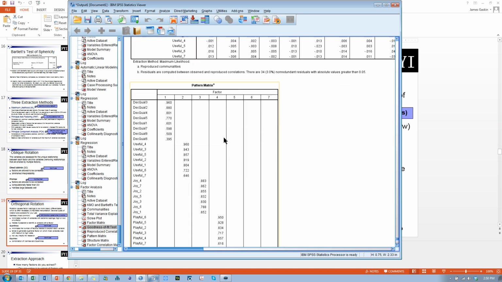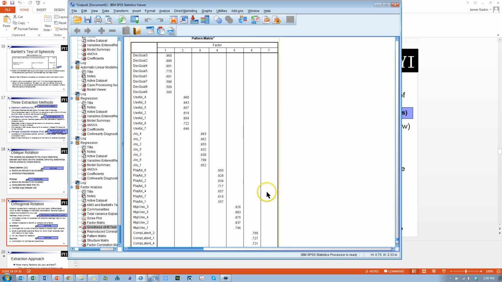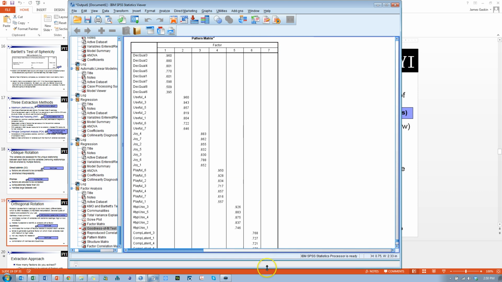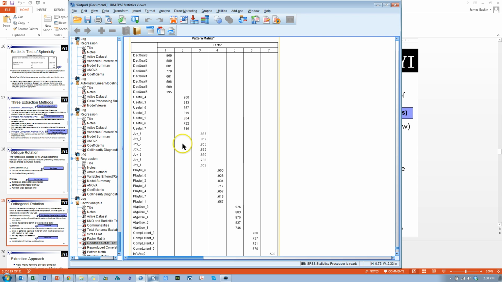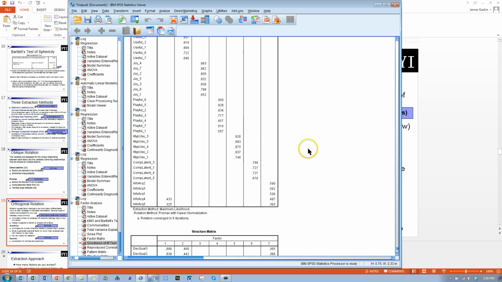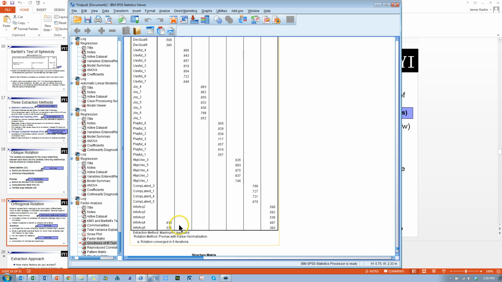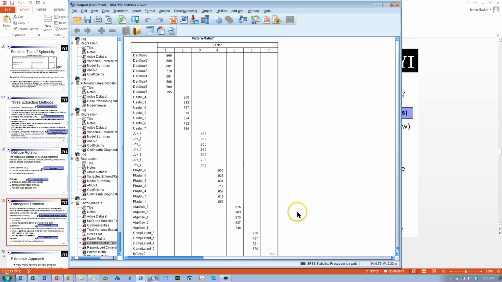Goodness of fit. Pattern matrix. Here's what we really want to look for: the pattern matrix. We want this pattern matrix to be beautiful and clean, which it happens to be, which is no good, except these two items. Yes, we have problems. Excellent. Okay, good. Let's play with that.